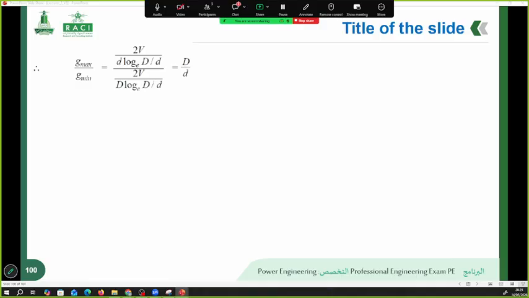So in practice, a larger value of D over d leads to a greater difference between the maximum and minimum stress, indicating a more non-uniform electric field distribution across the insulation. Therefore, in cable design, the ratio D over d must be carefully selected to limit stress concentration at the conductor surface and to ensure reliable and safe insulation performance.